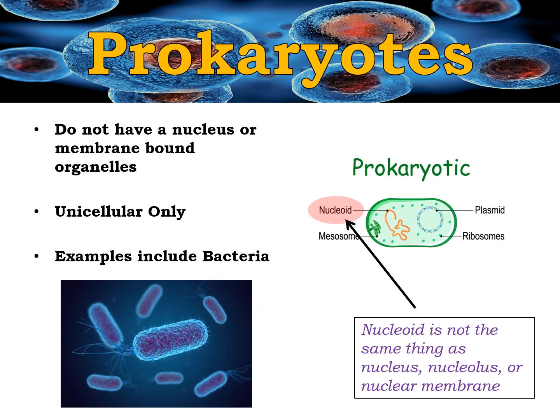Now take a look at the picture. You notice the word nucleoid highlighted. That's because, like I said earlier, prokaryotic cells do not have a nucleus. So if a cell has a nucleoid, do not treat it as a nucleus. That is not the same as a nucleus. It's not the same as a nucleolus or nuclear membrane. A nucleoid is its own thing, and it's only found in prokaryotic cells.